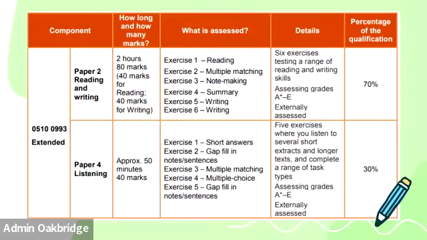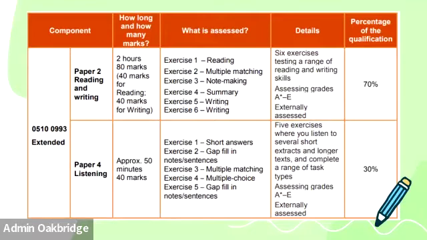So first, paper 2. Paper 2 is the reading and writing paper. The duration of this paper is 2 hours, and the total marks is 80. So 40 marks for reading and another 40 for writing. So what is assessed in paper 2 is you will have 6 exercises which test a range of reading and writing skills. So for exercise 1, we have reading.